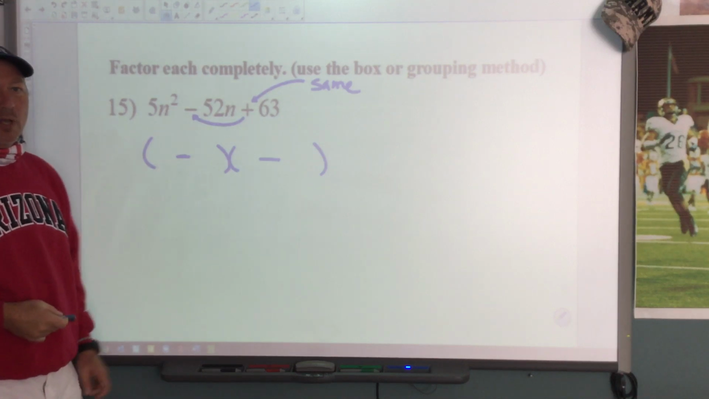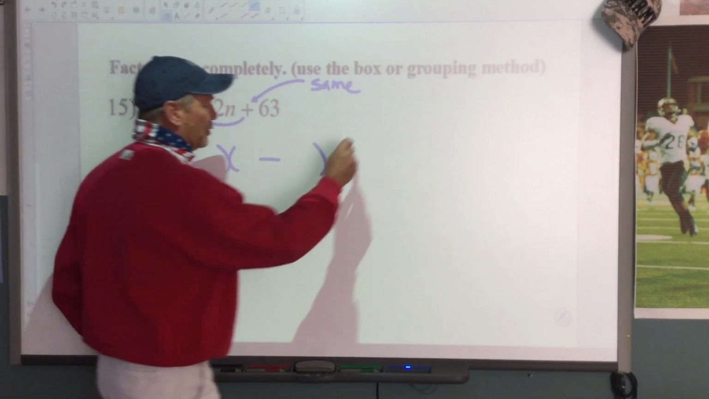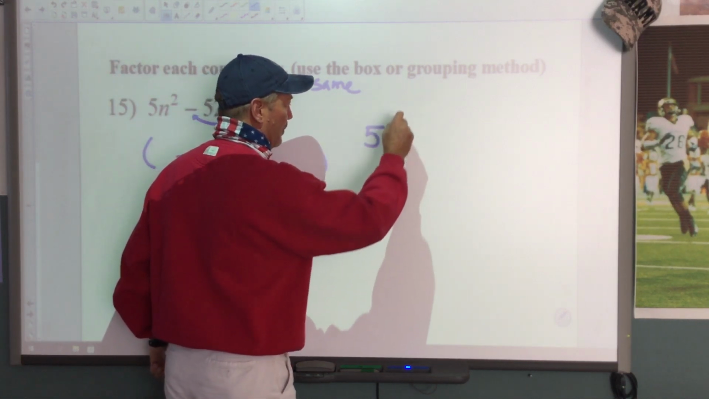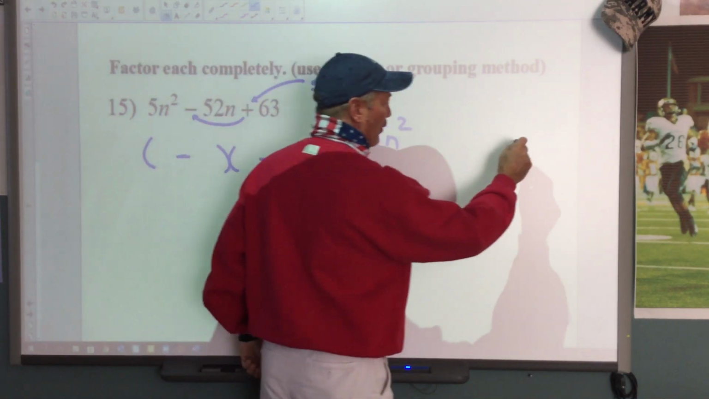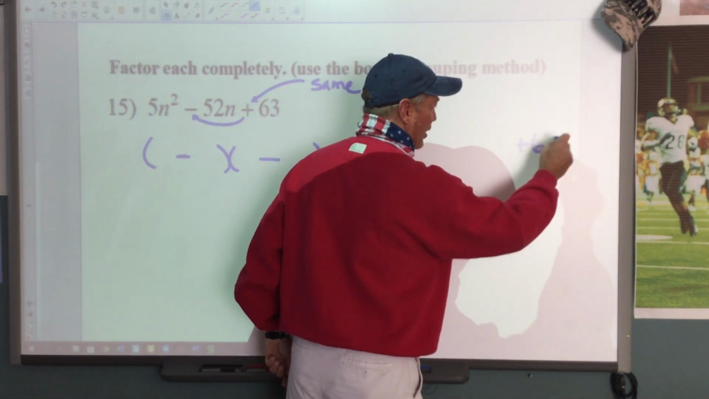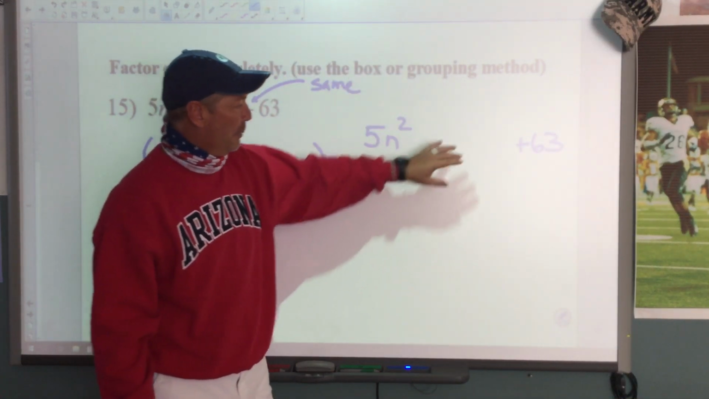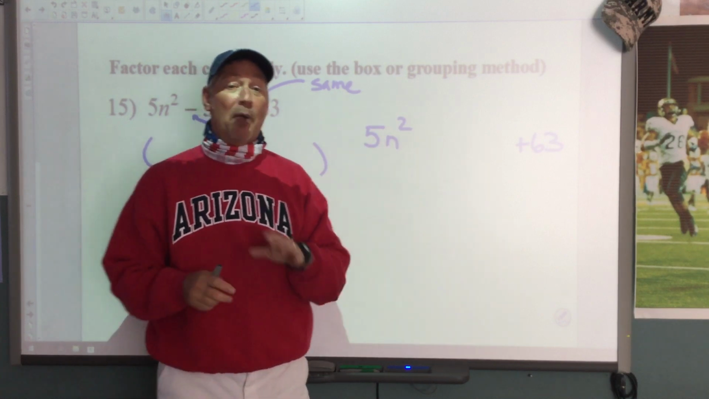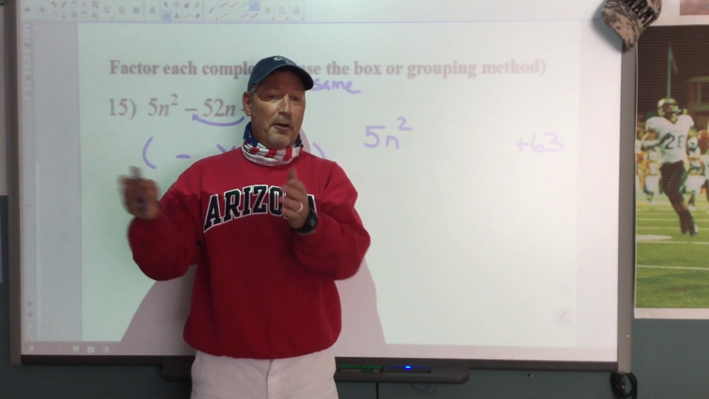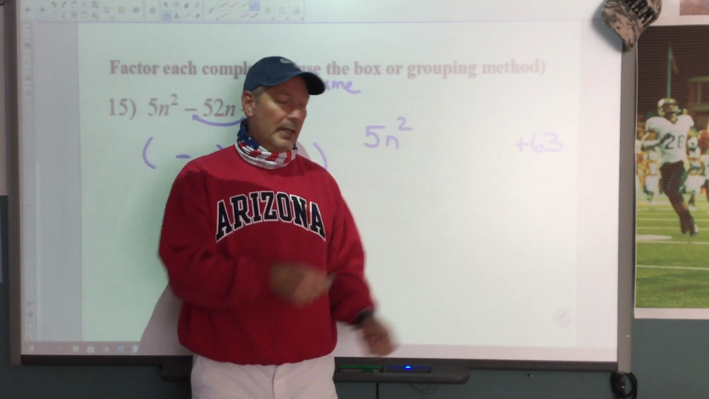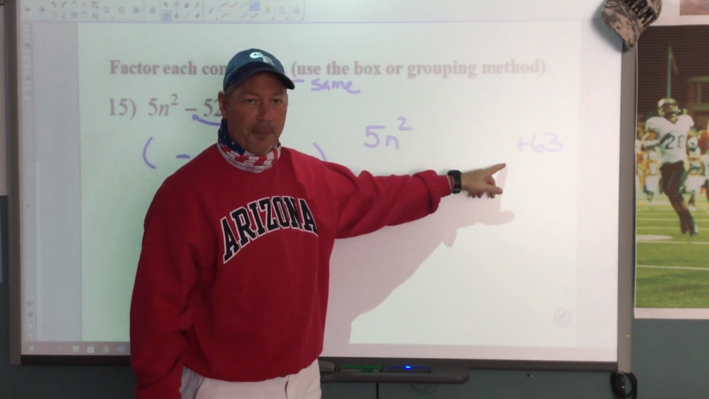But we're going to set up what's called grouping. I want you to copy this term right here, 5n squared. And I'm going to put the plus 63 way back over here at the back end. Notice that I have this huge gap in the middle. We need to put 2 things in here, because remember, we use grouping with 4 terms: the first and second term, the third and fourth term. So we have to create the second and the third term.